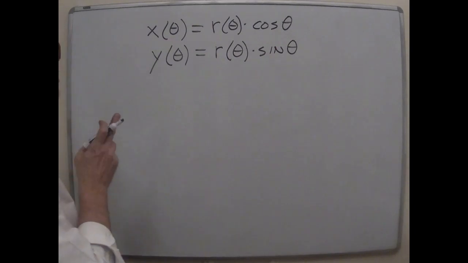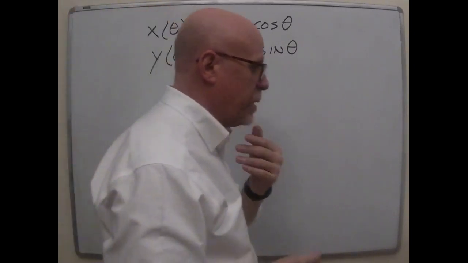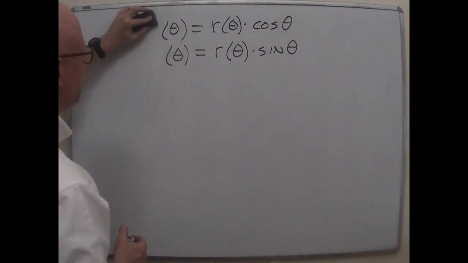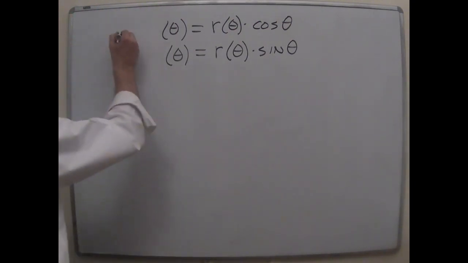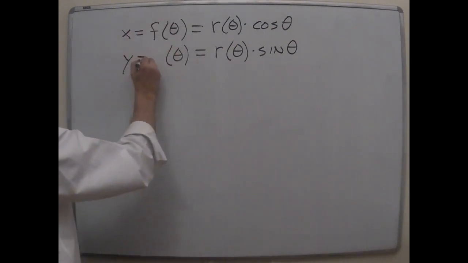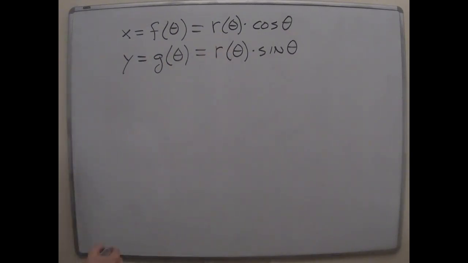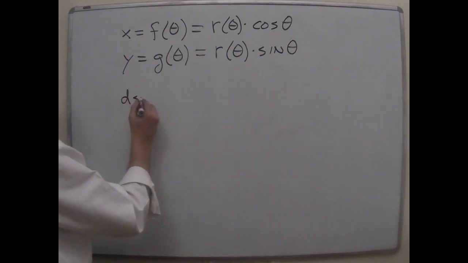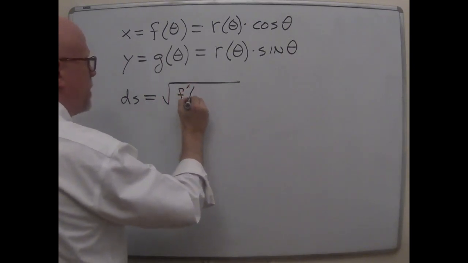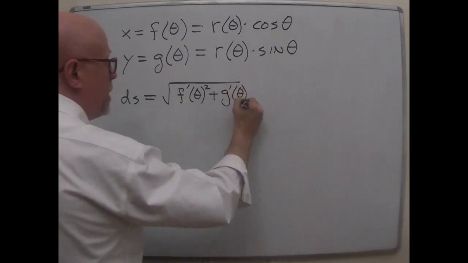I just realized I've changed my tune a little bit, where I switched to a function called x rather than saying x equals f of x. Let's undo that, because that may be confusing. So think of this as x is some function of theta, f of theta, and y is some other function of theta, g of theta. But they're both really these guys. So our differential arc length is still the square root of f prime of theta squared plus g prime of theta squared d theta.